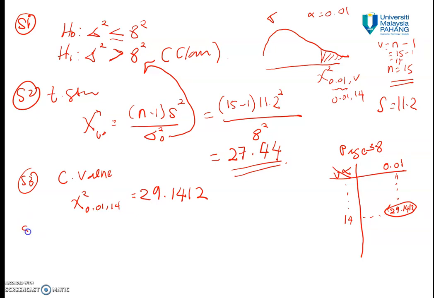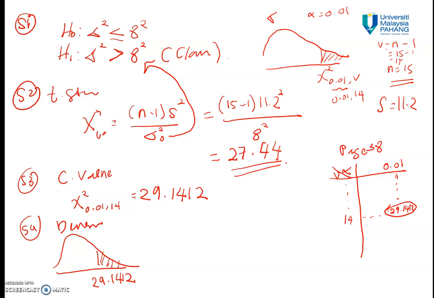So that is your step number 3, critical value. So step number 4, decision. I'll show you using the figure first. Again, this is not symmetric. It's a chi-square figure, chi-square distribution. So it will be at the right side here. So here is 29.1412, which you got from the statistical table.